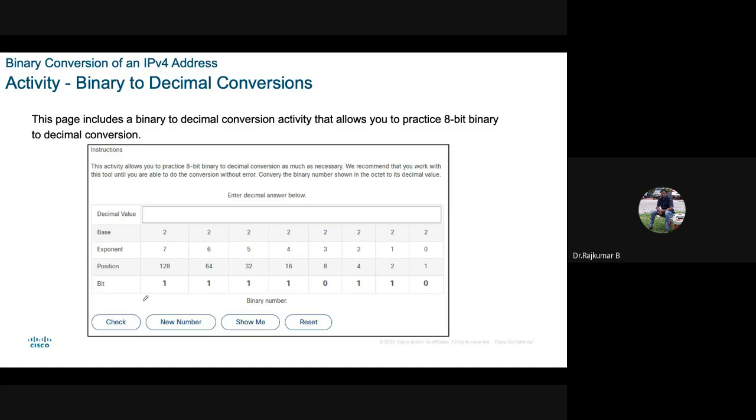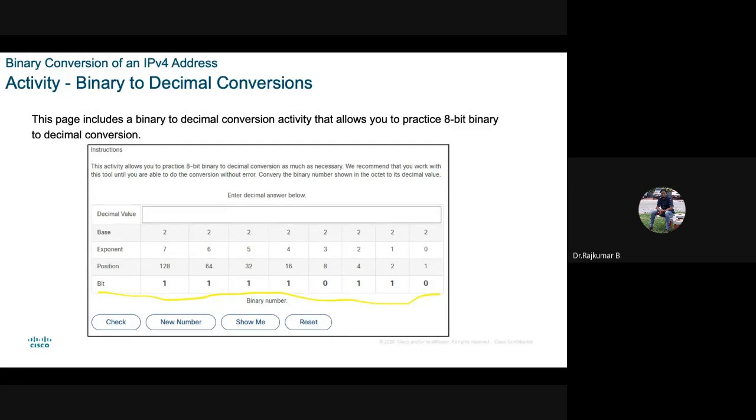Okay. So, now let us have a small exercise. From this page, you just find out, this includes a binary to decimal conversion activity that allows you to practice 8-bit binary to decimal. So here the 8 bits are given. Convert these bits into decimal, and tell me what is the value of these bits. Just calculate and type in the chat box.